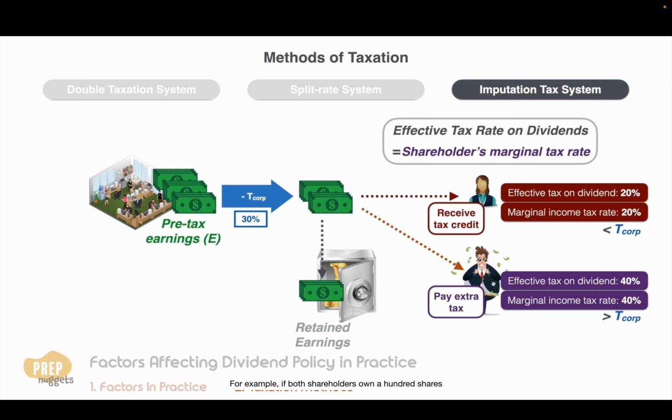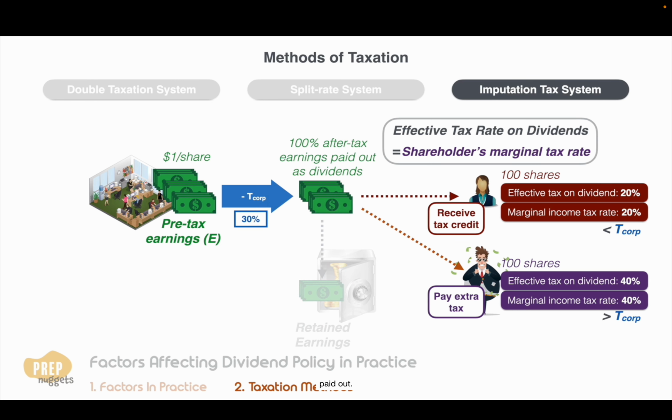For example, if both shareholders own 100 shares each and the company earned $1 per share, assuming that 100% of the earnings are paid out, they would each receive $70 of dividend after 30% corporate tax. The high net worth individual would have to pay an extra $10 in tax to make his effective tax rate 40%. In contrast, the middle income shareholder would receive a $10 tax credit such that her effective rate is 20%.